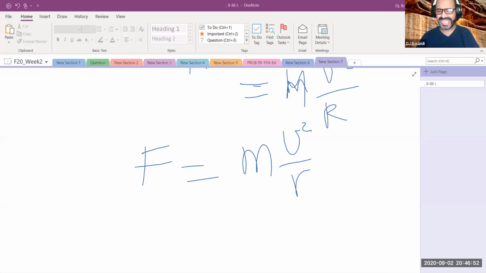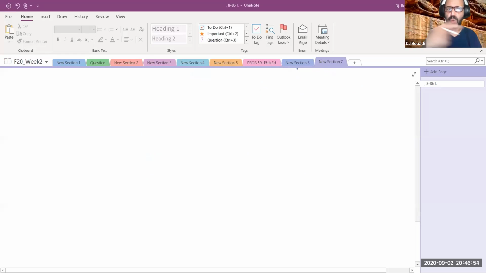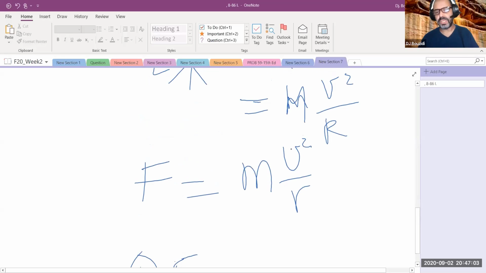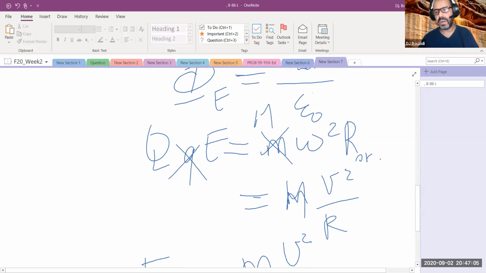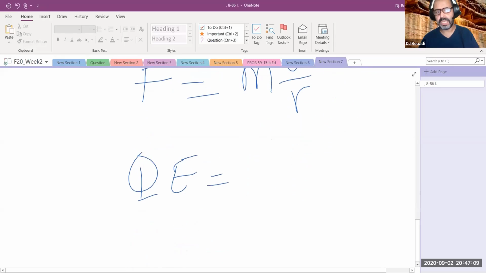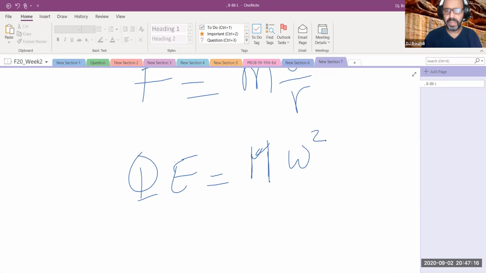So F in this case is Q times E, and it's toward the center, it's a central force. Q times E. And another expression also for the centripetal acceleration is omega squared times r, okay? Because v is equal to omega r, except that we're sitting at the orbit in here. So it's going to be the mass of the particle times omega squared times the radius of the orbit. So this is the expression that we want to find.